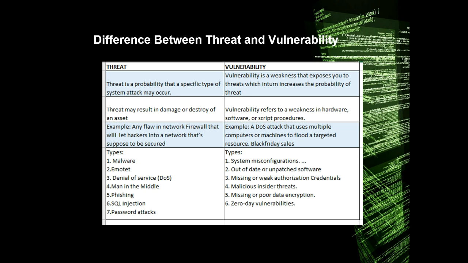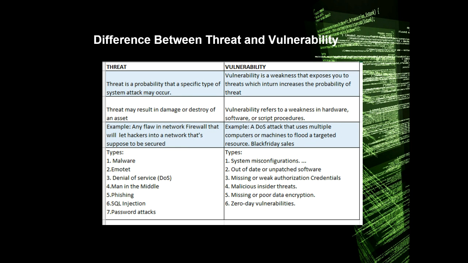Let's also look at some of the types of threats and types of vulnerabilities. System misconfiguration is a type of vulnerability. That means, because of the misconfiguration, there are gaps in the system. Out-of-date or unpatched software: software should always be up to date. Missing or weak authorization credentials: we all keep hearing that our passwords must be strong.